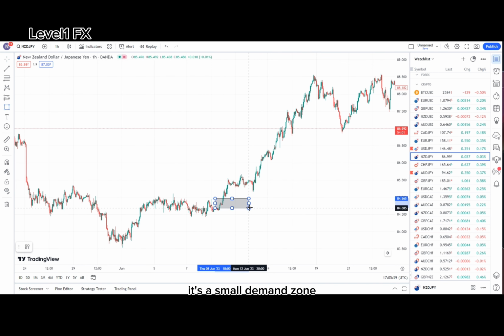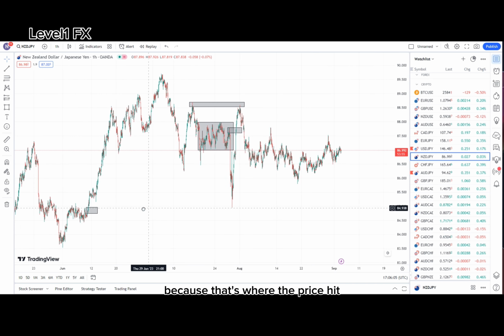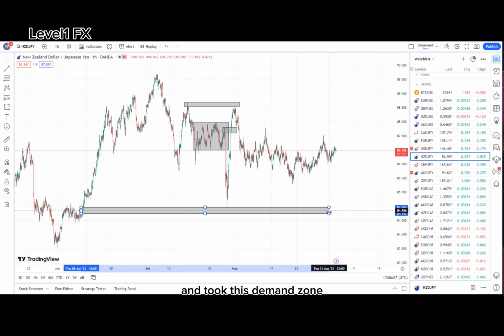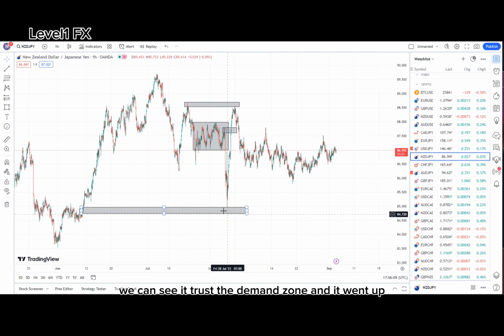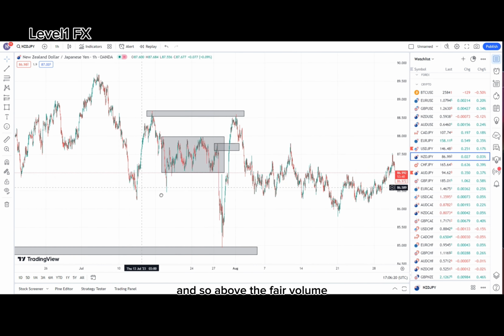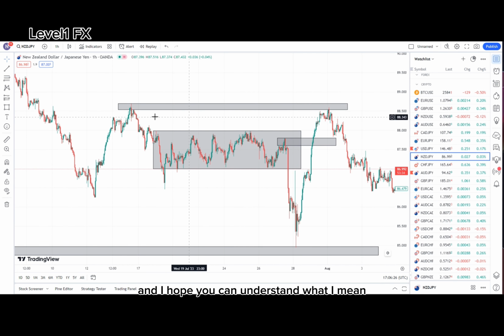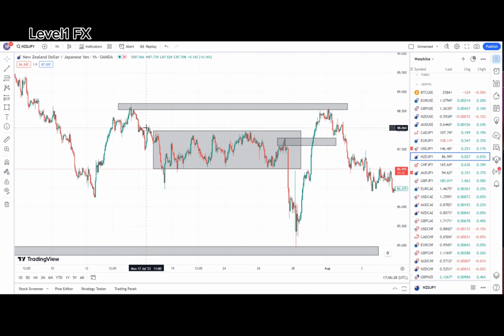It's a small demand zone, but let's mark it up because that's where the price hit and took this demand zone. We can see it touched the demand zone and it went up. So we know that we need to buy below the fair value and sell above the fair value. I hope you can get the idea of it, and I hope you can understand what I mean.